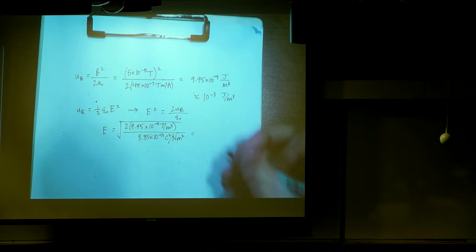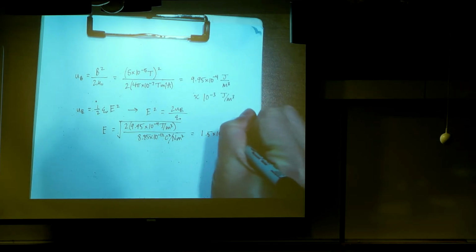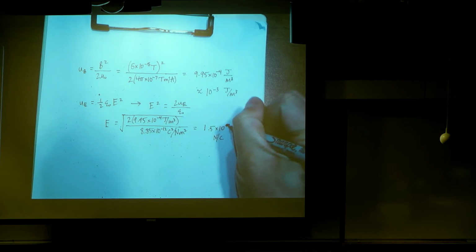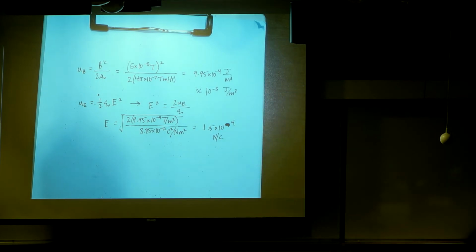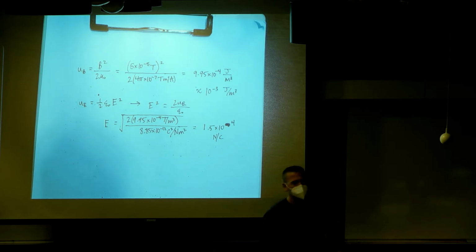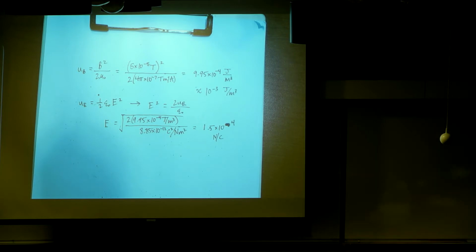1.5 times 10 to the negative 4. 1.5 times 10 to the minus 4 newtons per coulomb, right? Sorry, 10 to the positive 4. That's not minus 4. Yeah. So yeah, 1.5 times 10 to the 4 newtons per coulomb to produce the same energy density as Earth's magnetic field. Okay, so that's just a little practice using these formulas. Again, they're going to come up later once we start talking about electromagnetic waves. Okay? So we good so far?